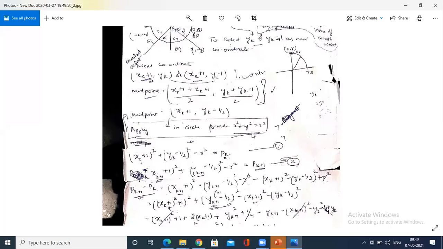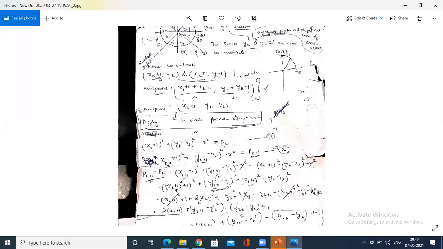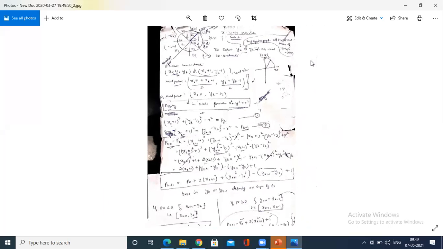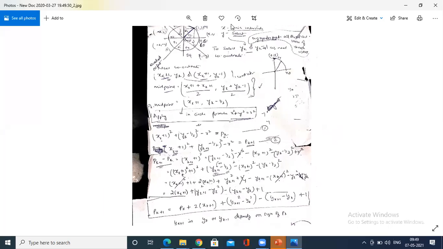We are going to find the decision parameter pk. See here, if the screen is visible, it is my notes that I have shared with you. Here also we increment x in unit interval, and y we have to select based on the decision parameter. So what will be the next coordinate? It depends upon x, which is always incremented in unit interval as I have shown you in the diagram, xk plus 1. Whether yk will be selected or yk minus 1 will be selected depends on the decision parameter.